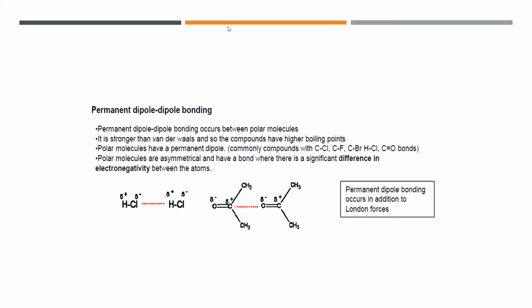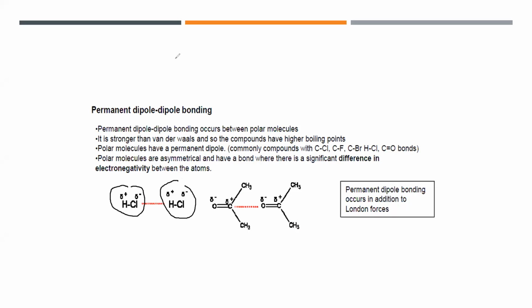The second kind of force is known as permanent dipole or dipole-dipole force. This kind of force exists between polar molecules. For example, we have hydrogen chloride, HCl. There's another HCl molecule. So two molecules are attracting each other through partial negative and positive charges, and they are permanent. They are not produced, they are permanently there.